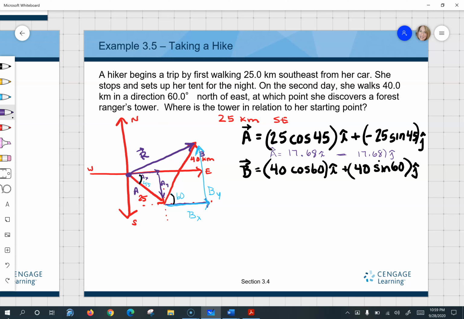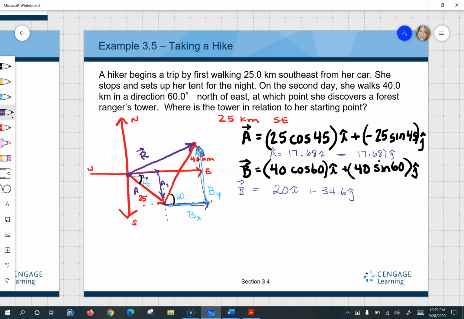So what does that mean? It means that if I were to go over 17.68 and then down 17.68, I would find this location. I would find her camp. And then if I were to go over and up, I would find that tower. And what is vector B? This number punches down to 20 i hat plus 34.6 j hat.